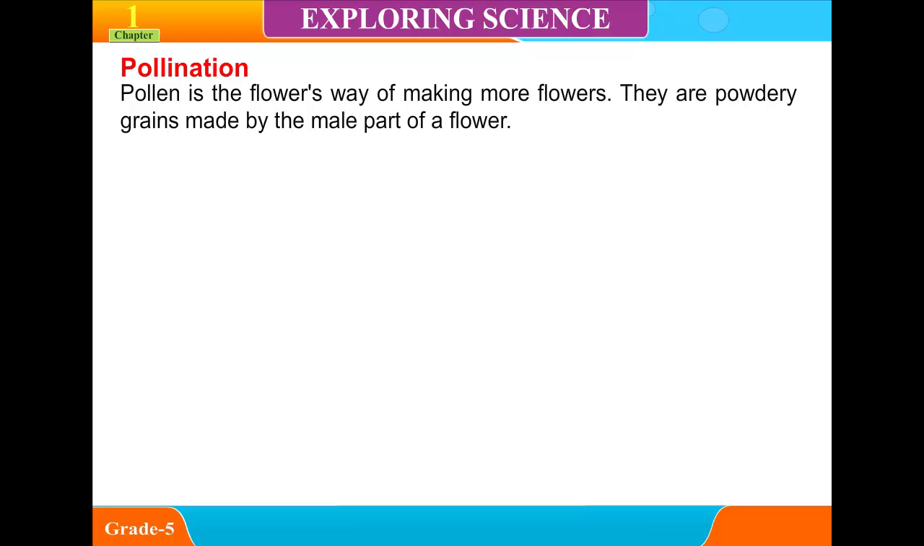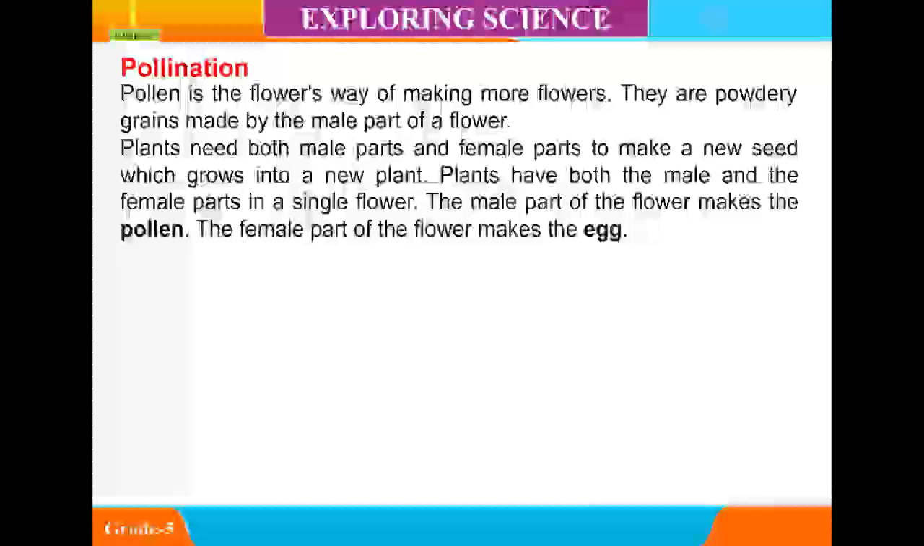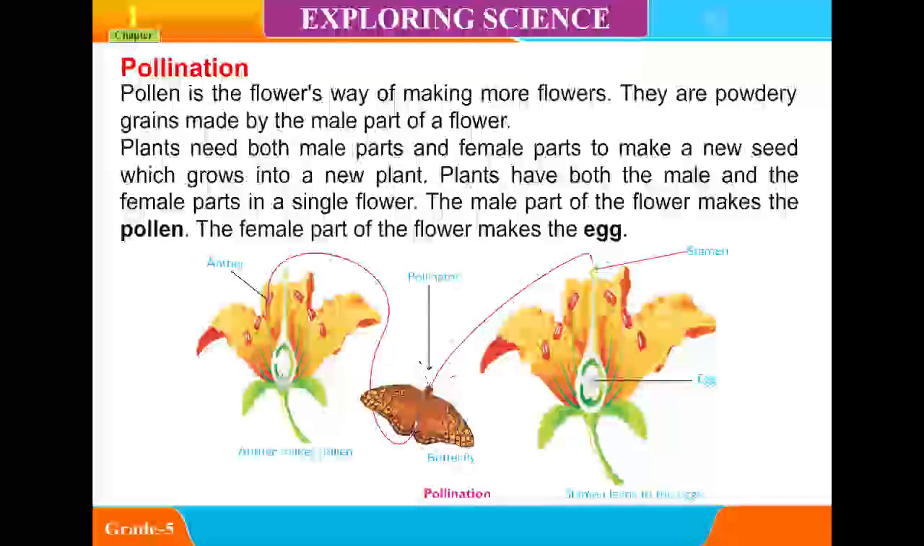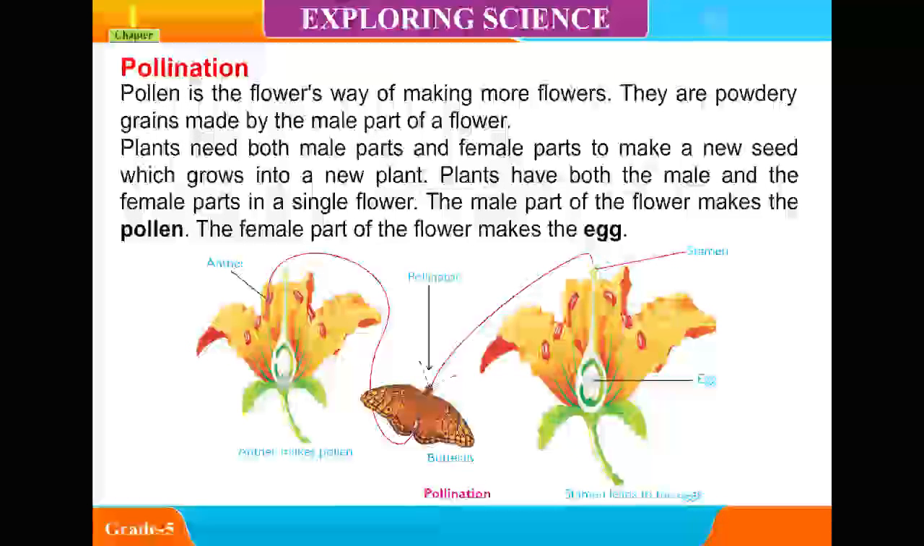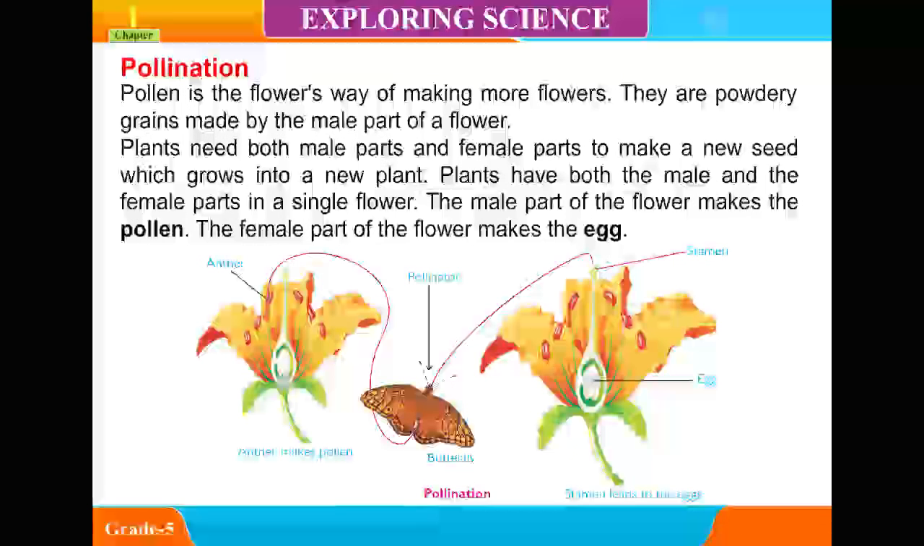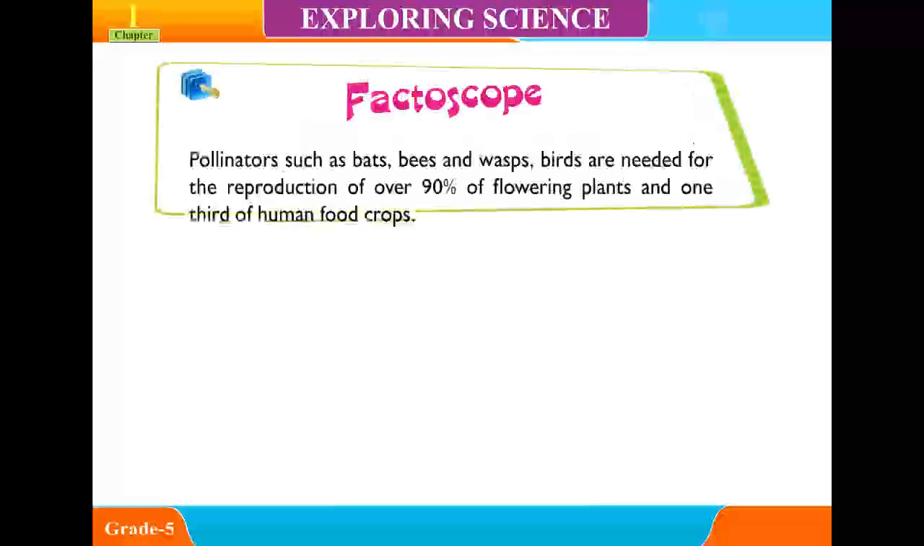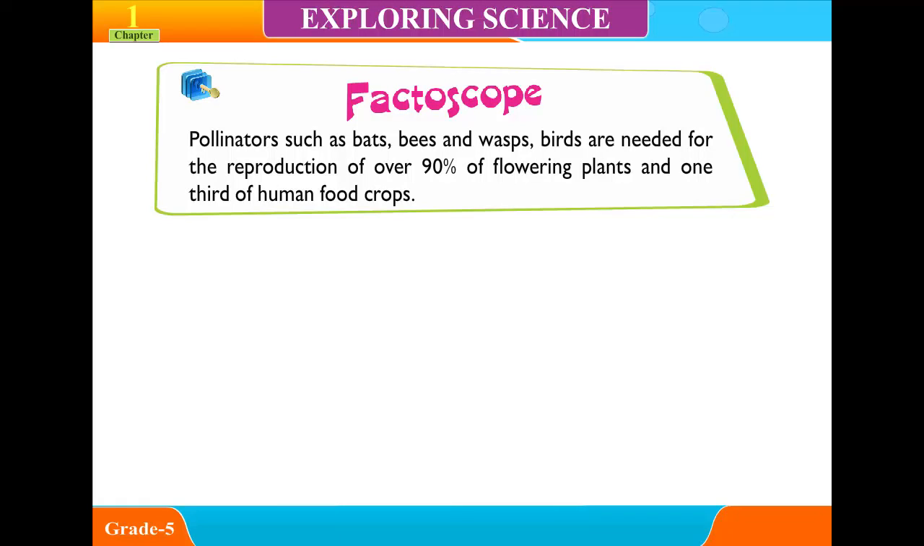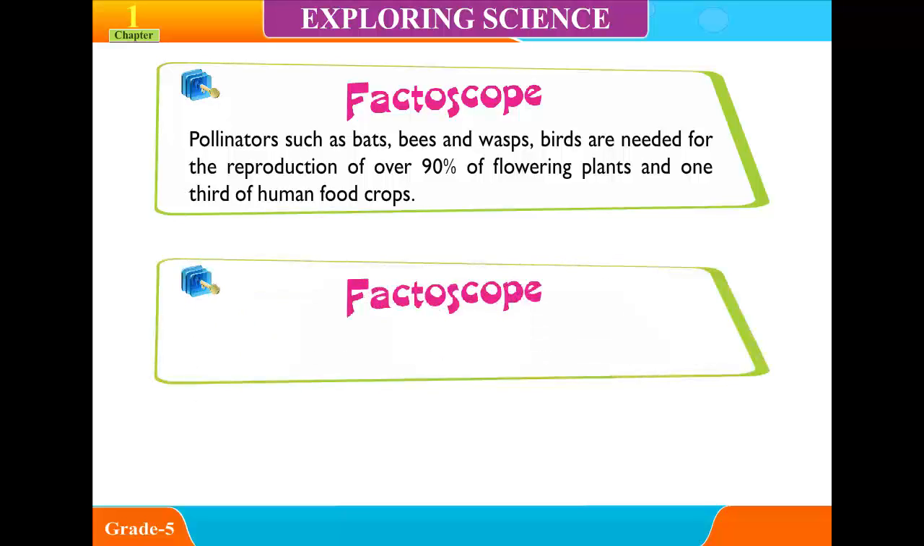Pollination. Pollen is the flower's way of making more flowers. They are powdery grains made by the male part of a flower. Plants need both male parts and female parts to make a new seed which grows into a new plant. Plants have both the male and the female parts in a single flower. The male part of the flower makes the pollen. The female part of the flower makes the egg. Factoscope: pollinators such as bats, bees, wasps, and birds are needed for the production of over 90% of flowering plants and one-third of human food crops.